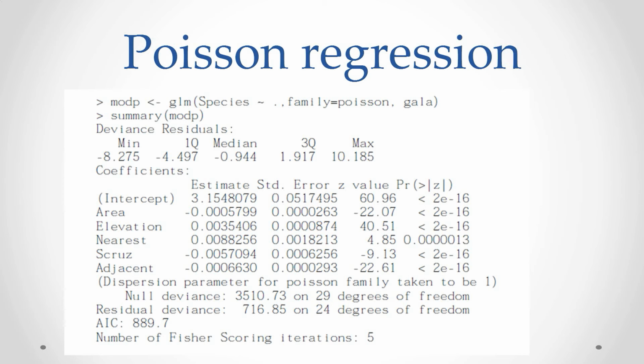Note that this has already been done in terms of the z values and the p values. These correspond to the Wald tests of the corresponding regression parameters. Similarly, we could also ask R to give us the results of the likelihood ratio test or the score test. Note that the residual deviance is about 717 on 24 degrees of freedom, and this indicates that the model is not a very good fit.